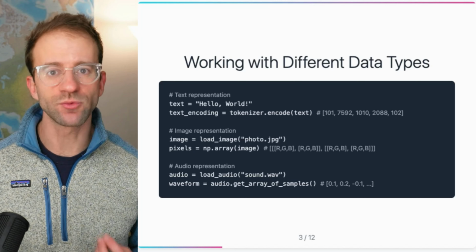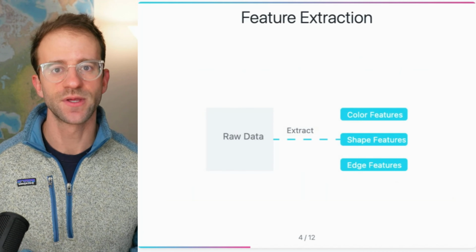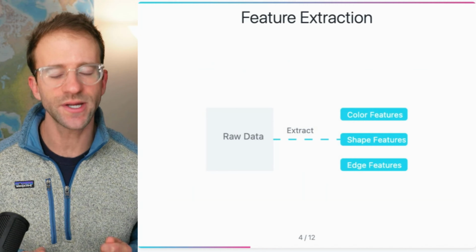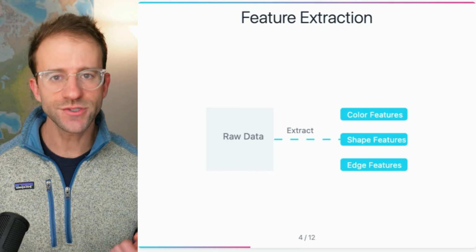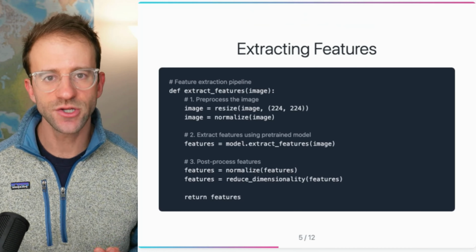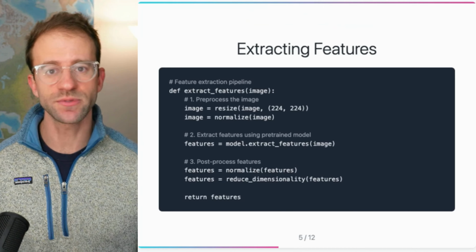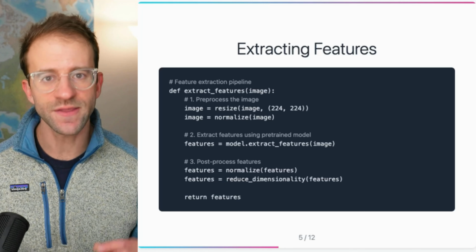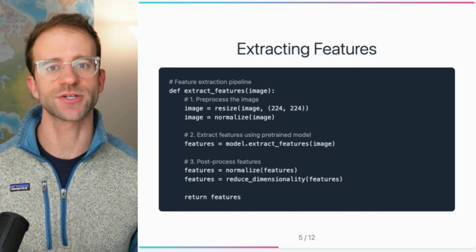Now, how do we get from raw data to these vectors? This is where feature extraction comes in. Think of it like extracting the important characteristics from each type of data. Let's break down the process. First, you take raw data. Second, you identify the important patterns. Third, you convert these patterns into numbers. And then fourth is combining them into feature vectors. Here's a simplified example of feature extraction.